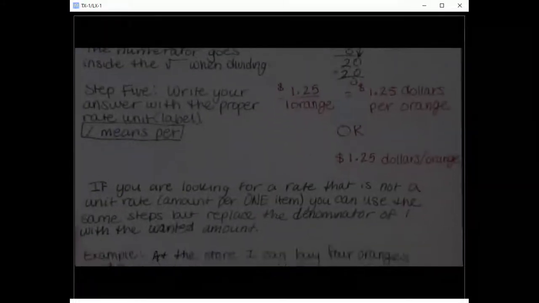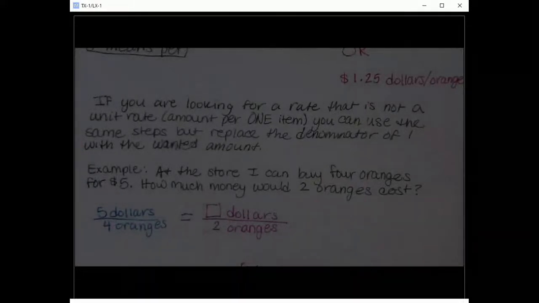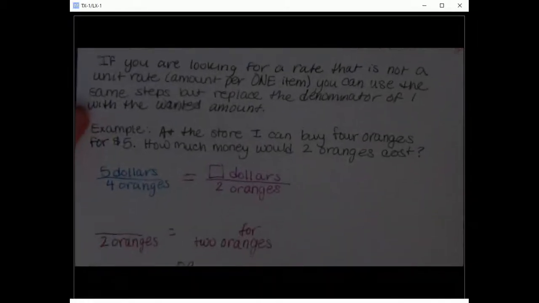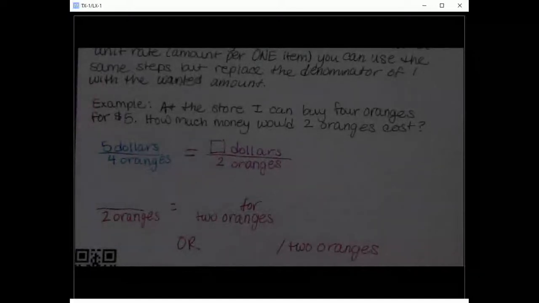But you might come across a couple of situations in which you're not actually finding a unit rate, you're finding a different rate. So if you're looking for a rate that is not a unit rate, or amount per one item, you need to use the same steps, but replace the denominator of 1 with the amount that you want. So here's another example that you might see. At the store, I can buy 4 oranges for $5. How much money would 2 oranges cost?